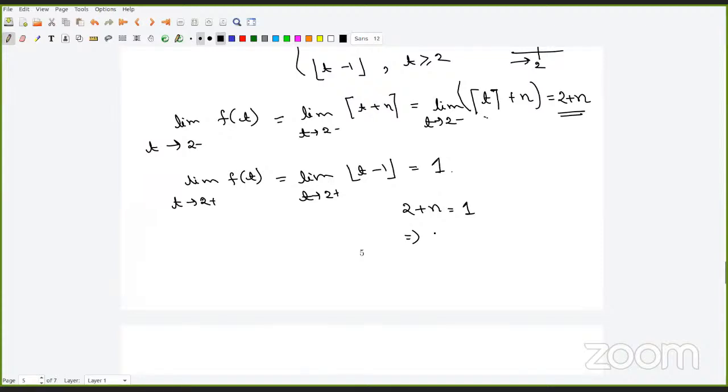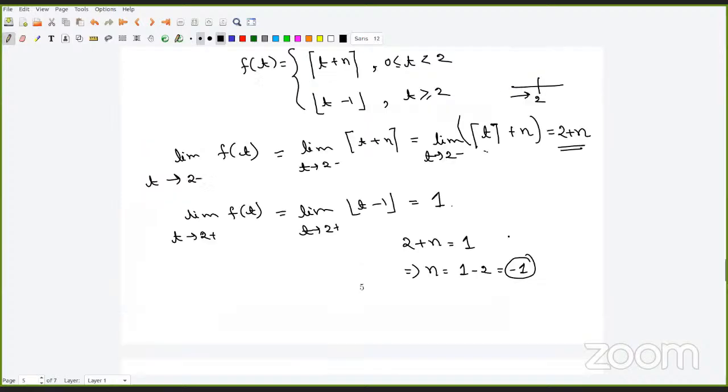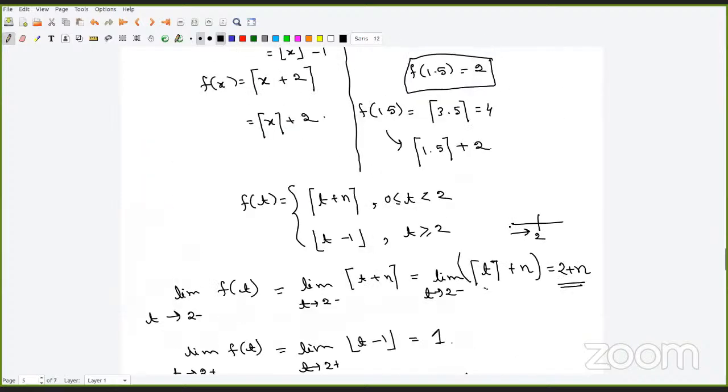That gives minus 1. So this is 1 minus 2, that is minus 1. So if n is minus 1, then this function is continuous. Is it clear?